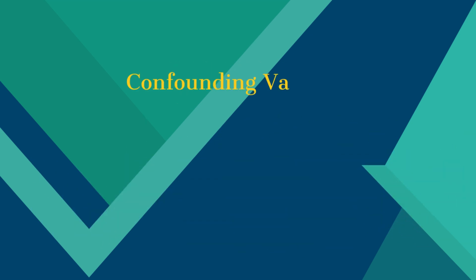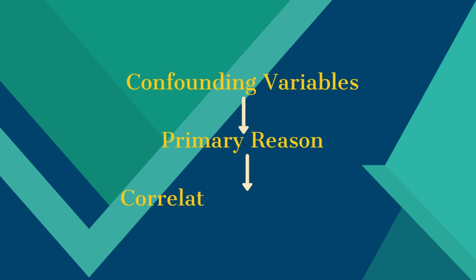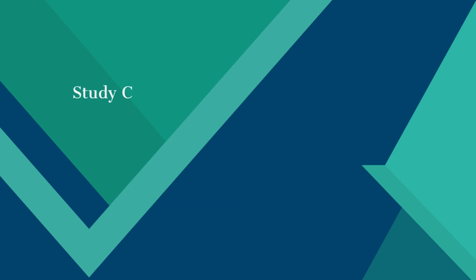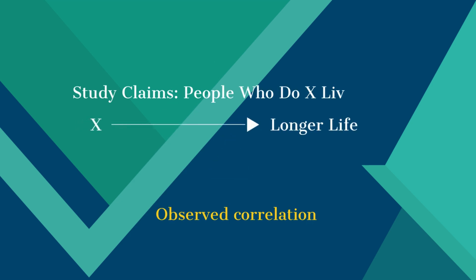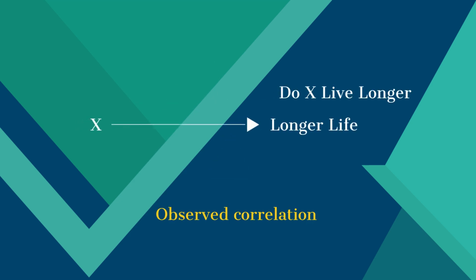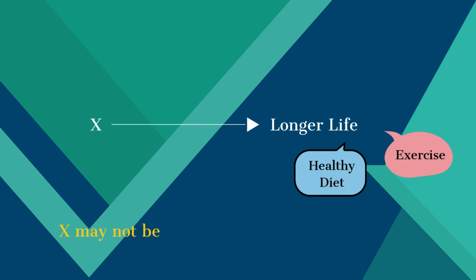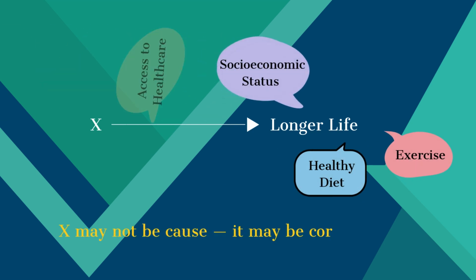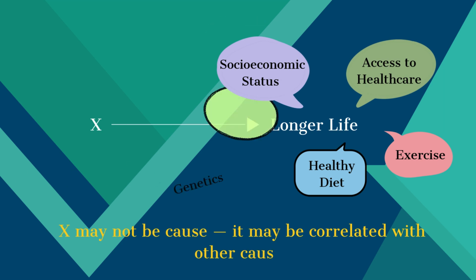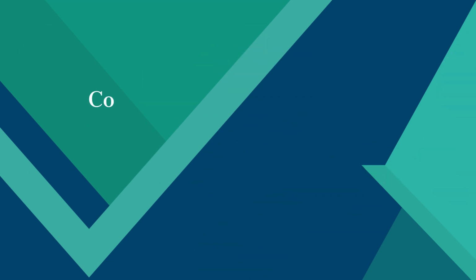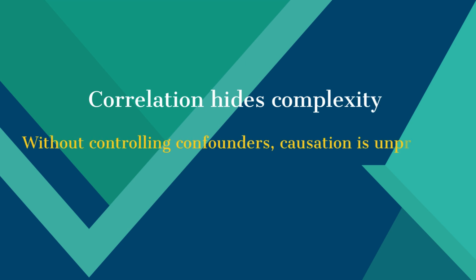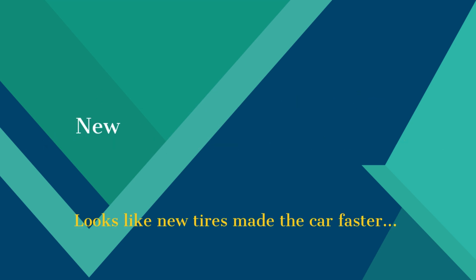Confounding variables are everywhere, and they are the primary reason why correlation is not causation. Failing to identify them can lead to dangerously incorrect conclusions. Think about studies that claim people who do X live longer. Often, X might be correlated with other healthy behaviors, socio-economic status, access to health care, or even genetic predispositions. Without carefully controlling for these confounding variables, the causal link remains unproven. It is like trying to figure out why a car is going faster.